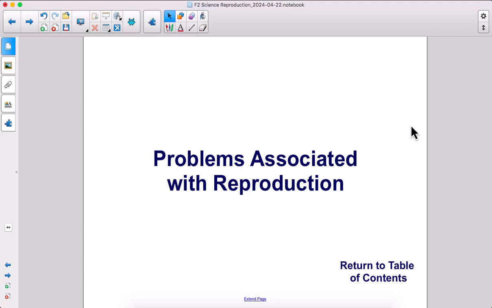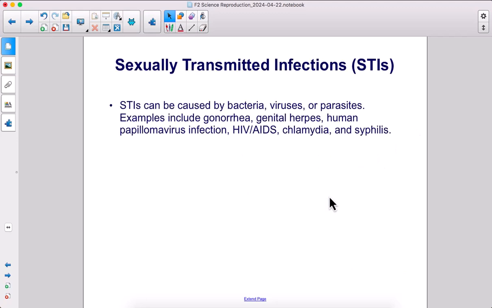Problems associated with reproduction. STIs can be caused by bacteria, viruses, or parasites. Examples include gonorrhea, genital herpes, human papillomavirus infection, HIV/AIDS, chlamydia, and syphilis.